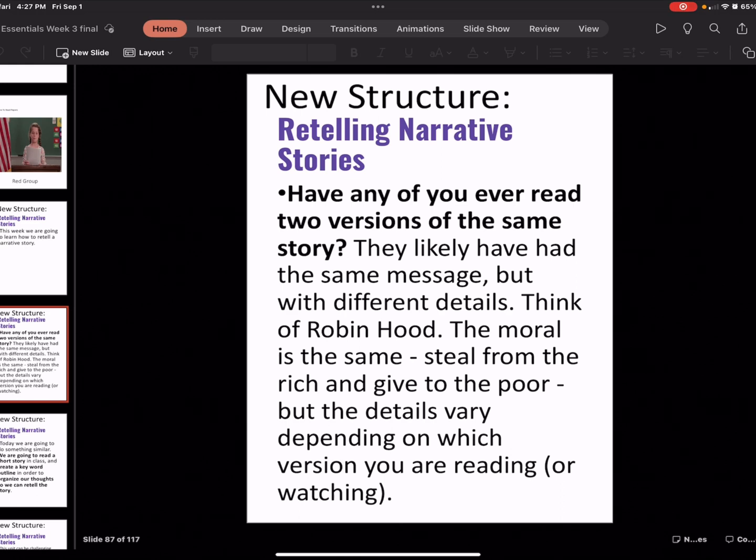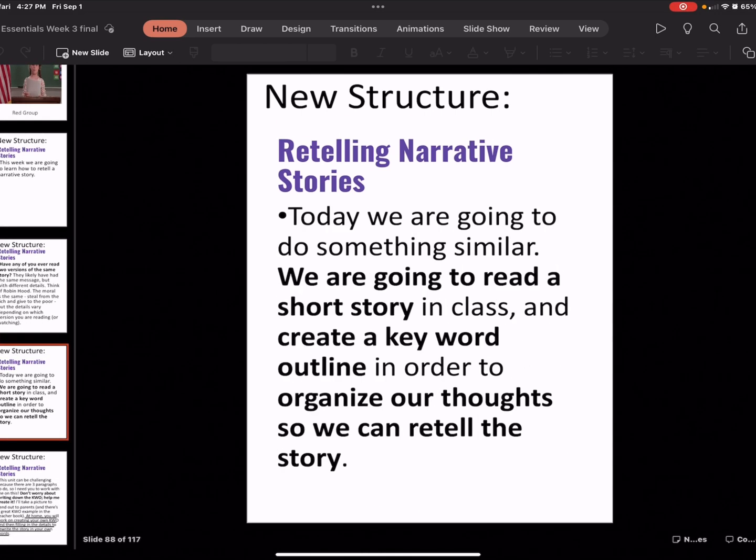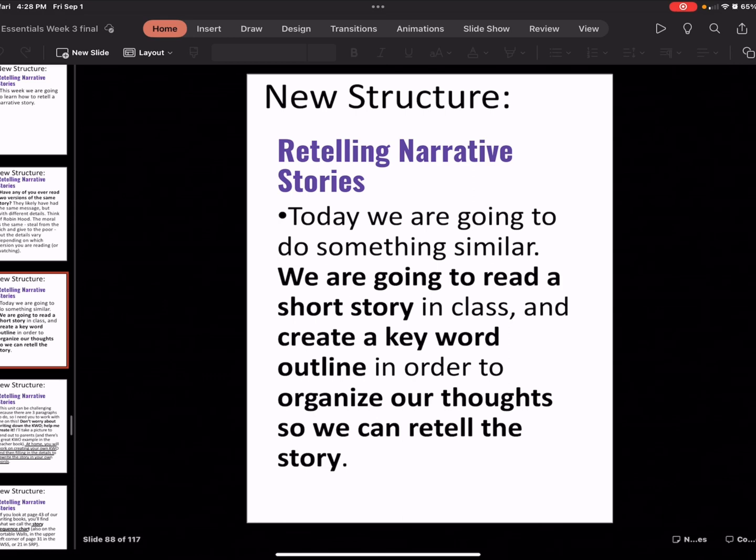And like it said, a lot of times the moral or the point of the story is the same, but the details can be vastly different. So today we're going to learn to do something similar. We're going to read a short story and create a keyword outline in order to organize our thoughts so we can retell the story. So that's the same. We're still making a keyword outline in order to retell the story.